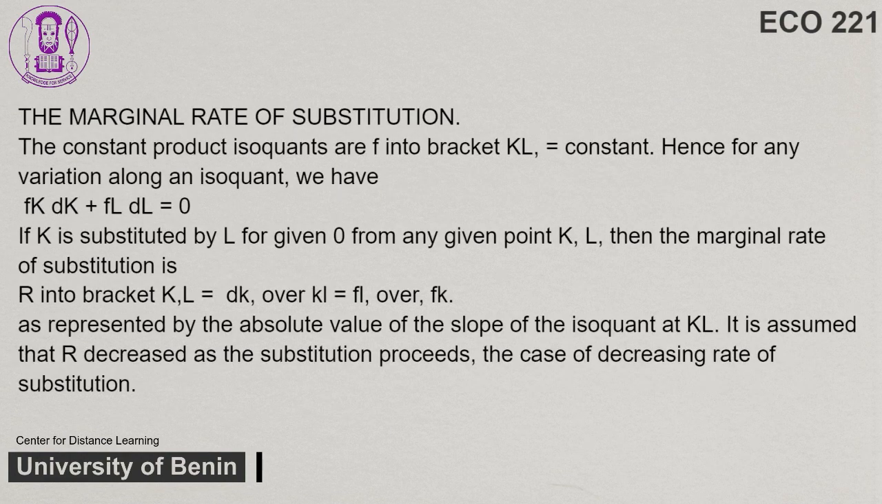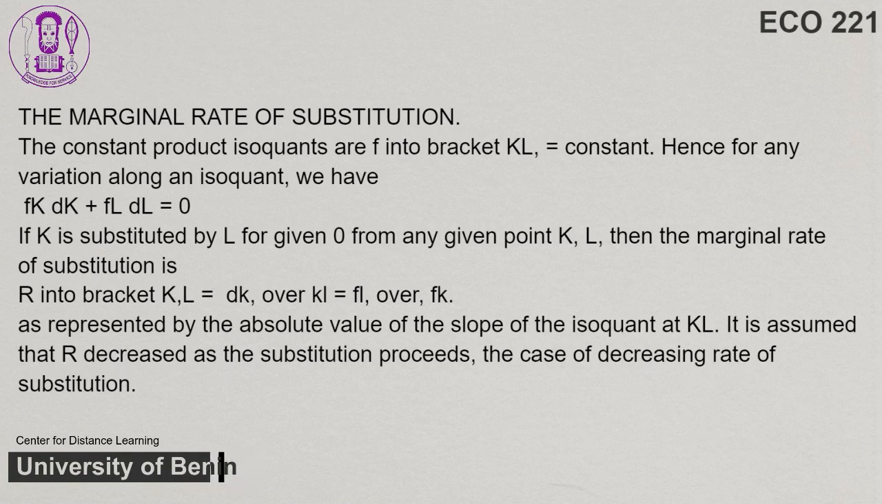The marginal rate of substitution. The constant product isoquants are F(K, L) equals constant. Hence for any variation along an isoquant, we have FK dK plus FL dL equals 0. If K is substituted by L for given output from any given point K, L, then the marginal rate of substitution is R(K, L) equals dK over dL equals FL over FK, as represented by the absolute value of the slope of the isoquant at K, L.